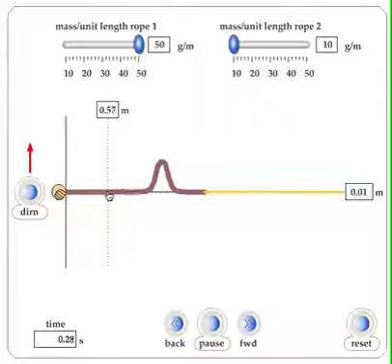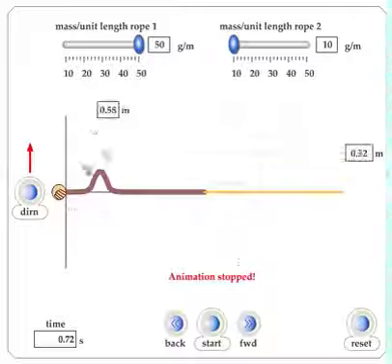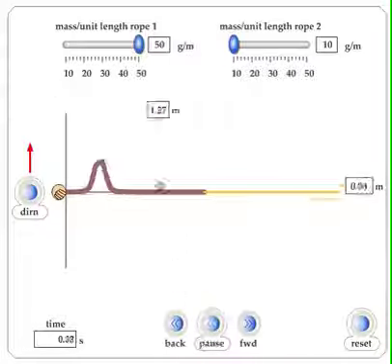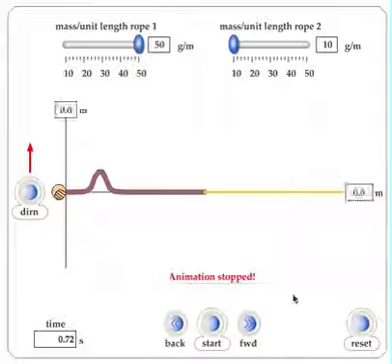So with this one, transmitted pulse in phase, and reflected pulse out of phase. Or sorry, in phase as well. So reflected pulse in phase, transmitted pulse in phase.